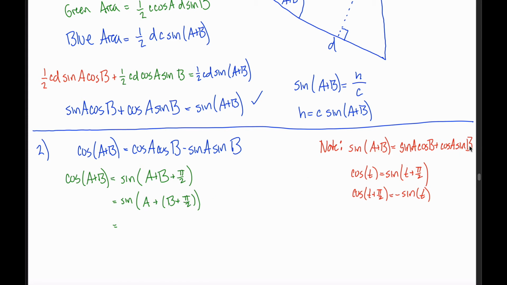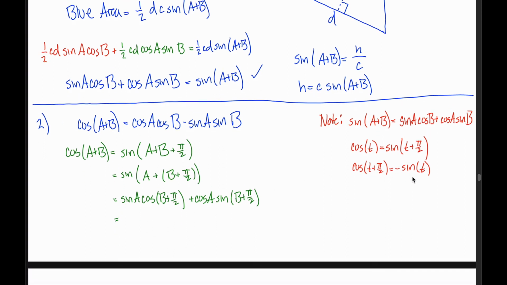I could just copy this formula right here, changing all of the a's into a's and changing all of the b's into b plus pi over 2's. So I would have the sine of a times the cosine of not b, but whatever I'm adding here, which is b plus pi over 2 in this case, plus, for this plus, the cosine of a times the sine of whatever I'm adding here, b plus pi over 2. Okay, but that's still not my cosine angle addition formula. Right, but I haven't used this last fact here.